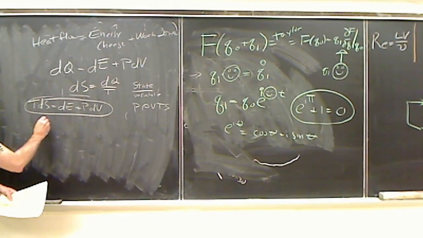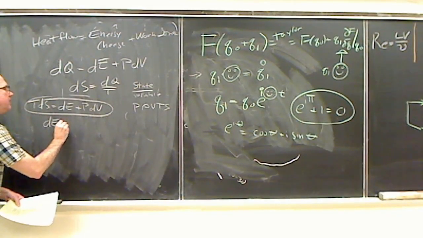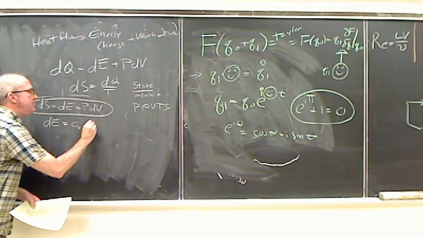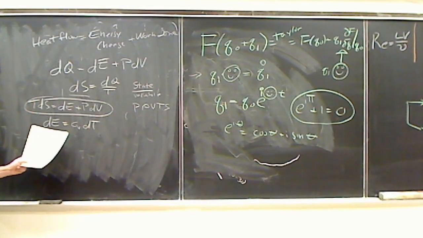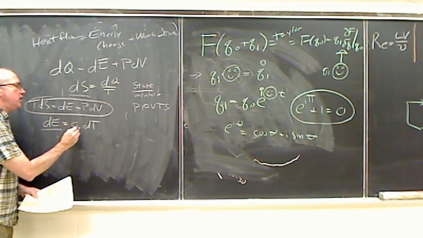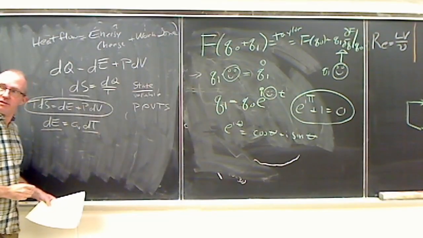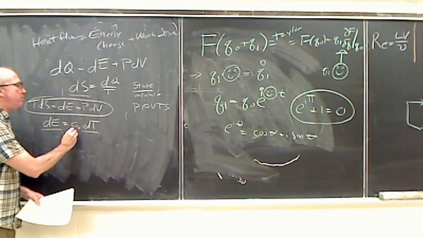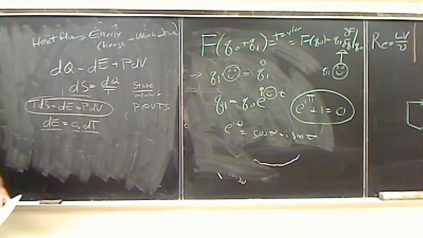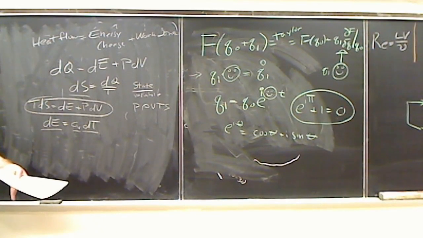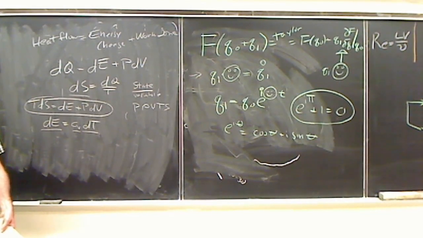So what do we know? We know that dE equals CV dT. What this says is that the internal energy only depends on the temperature, and by this quantity CV, which is the specific heat at constant volume. So if I take a bottle, I seal the end, I put some heat in, I see how much the temperature goes up, but it's a sealed volume. The volume's fixed.